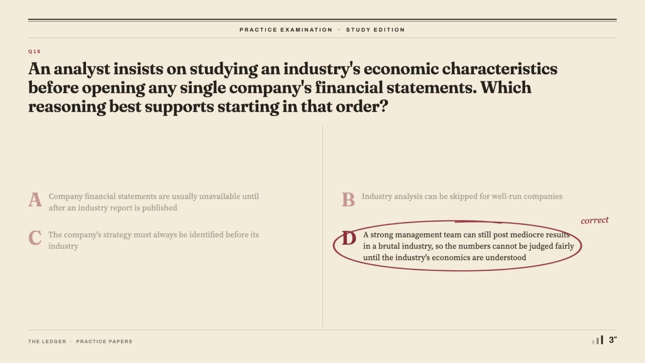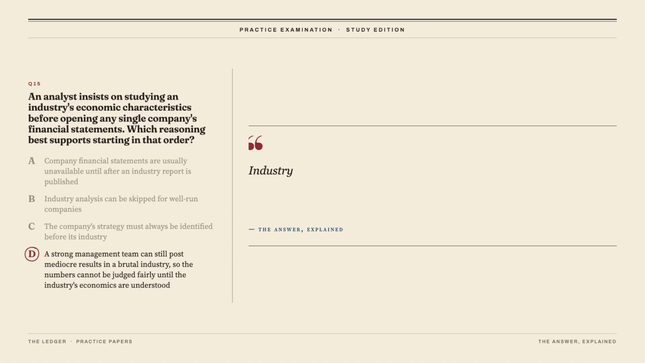The correct answer is D. A strong management team can still post mediocre results in a brutal industry, so the numbers cannot be judged fairly until the industry's economics are understood. D is correct because industry economics set the baseline for what good and bad performance even look like.